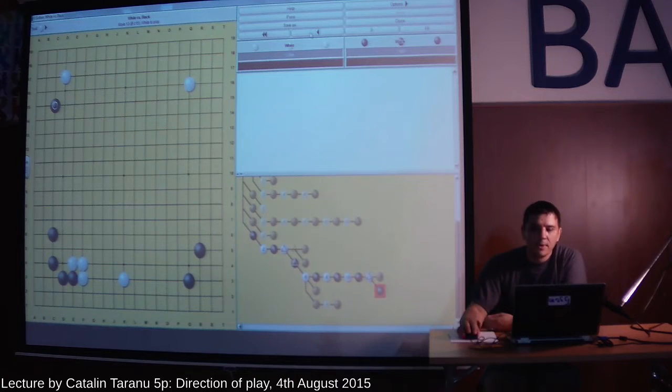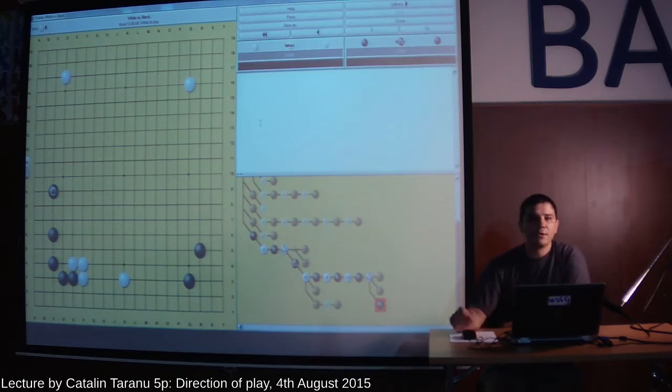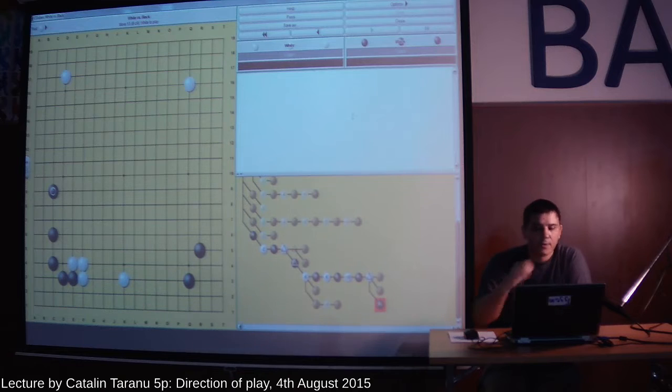So, for example, the worst way to play would be to play something like this. This is extremely small because we are just increasing some territory that is already very secure, adding just a few more points. So this would be terrible.